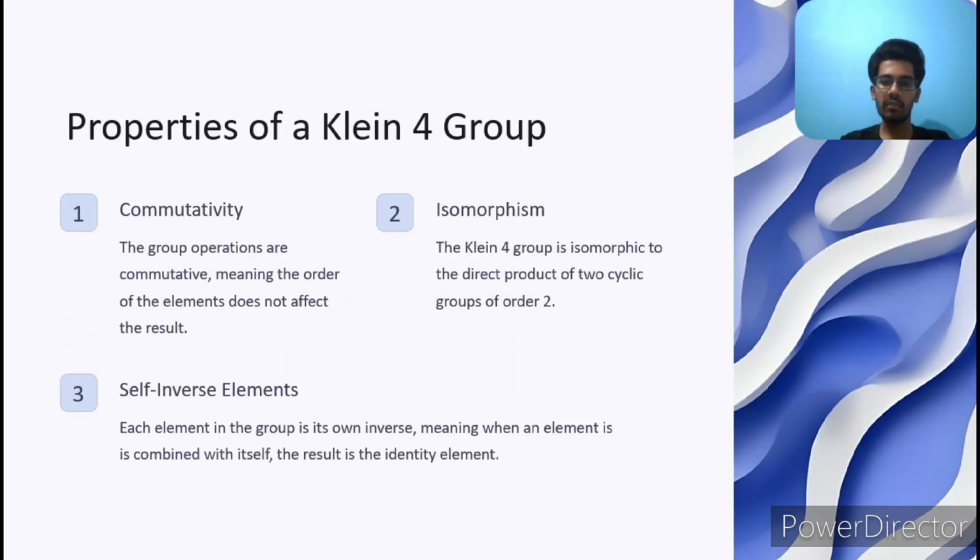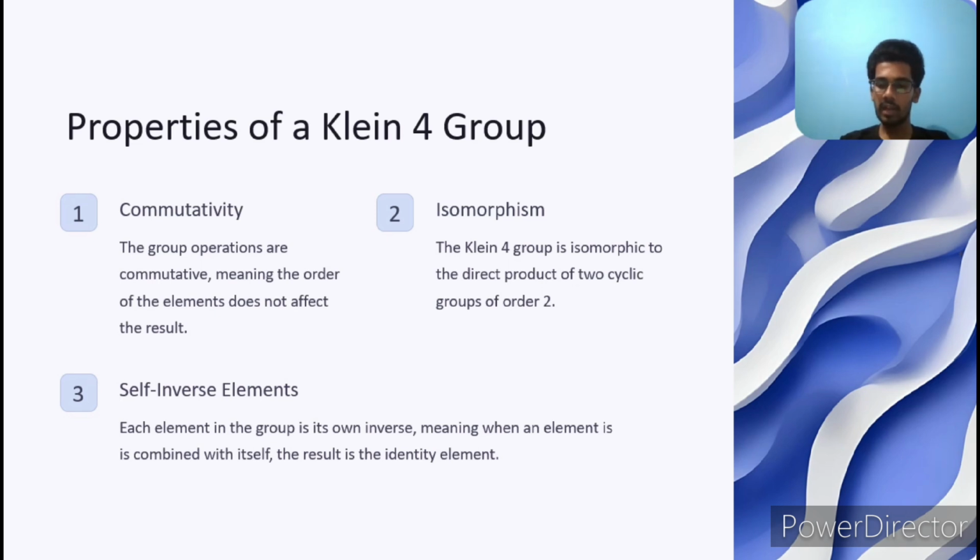Properties of the Klein 4 group. Commutativity, isomorphism, and self-inverse elements. These are the three main properties of the Klein 4 group. Commutativity: the group operation is commutative, meaning that the order of the elements does not affect the result. Isomorphism, the second property: the Klein 4 group is isomorphic to the direct product of two cyclic groups of order 2.